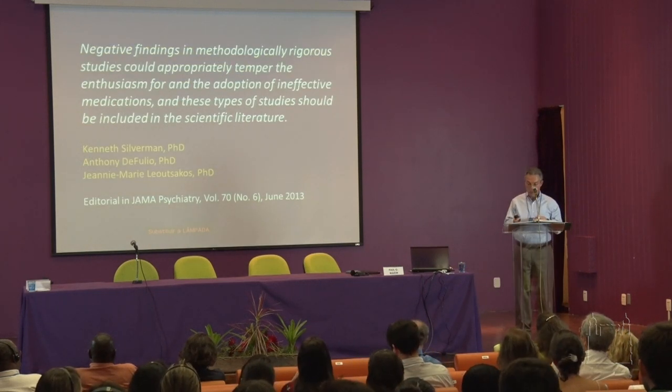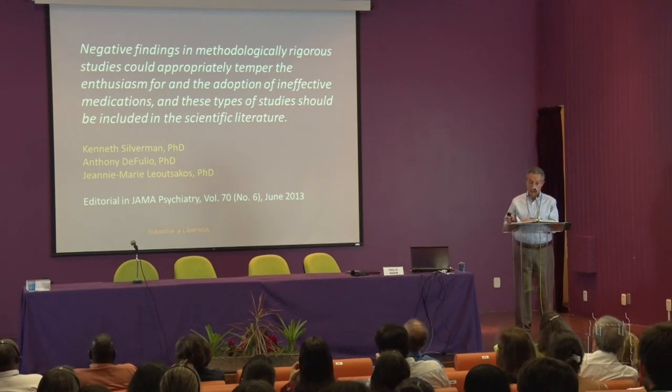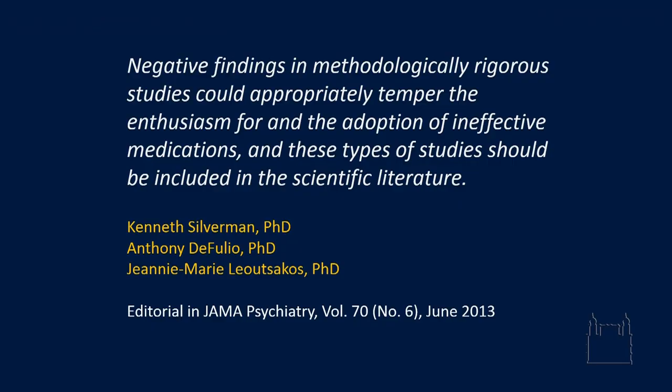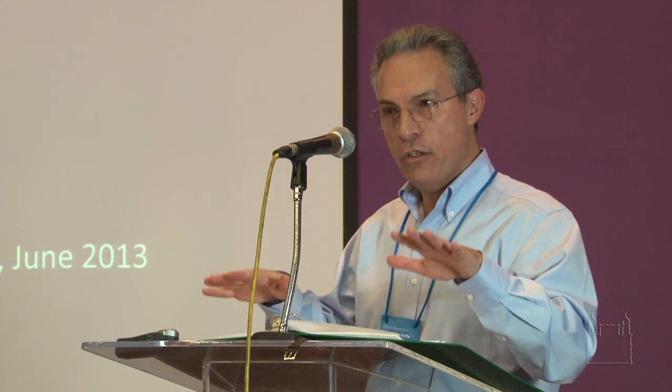So this says, you've got an editorial in JAMA Psychiatry that says a negative finding in a methodologically rigorous study could appropriately temper the enthusiasm. I really like this quote. It could appropriately temper the enthusiasm for and the adoption of ineffective medications. And these types of studies should be included in the scientific literature. So the community is all excited about something, and it was never proven to be efficacious. And they're saying, sometimes it is appropriate to find a null result so that the enthusiasm goes down a little bit. It's a good thing. You understand what I'm saying?